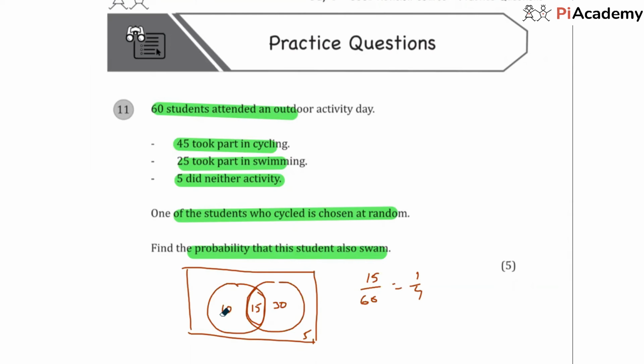Because we knew 55 students did the activity, and 45 took part in cycling, you do 55 take away 45 to get the 10, because you can't have 45 go into cycling, otherwise that would be an error. And then for the 30, you'd have to do 55 participants take away 25 of swimming. So that gets us to 30. Oh, okay, that makes sense.